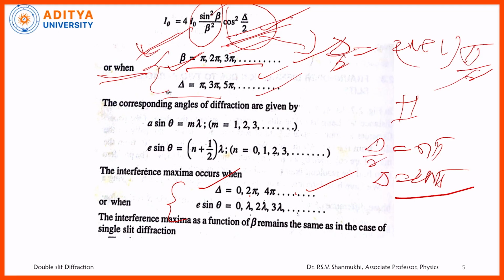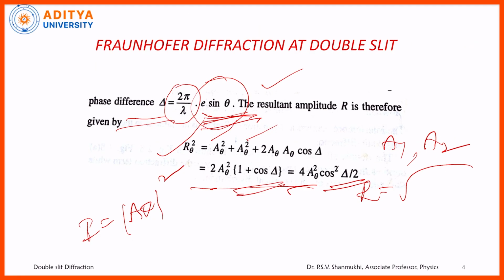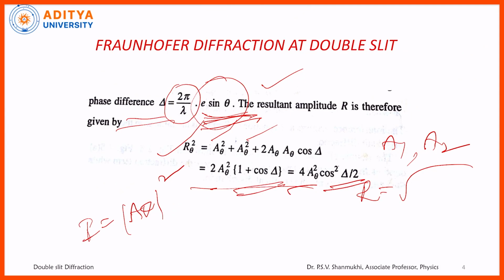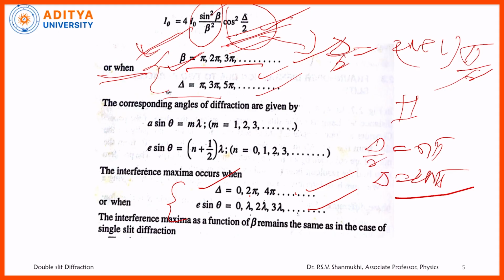And similarly, what is this delta? Actually we have taken that delta is equal to 2 pi by lambda into e sin theta. Therefore, substituting here, we get e sin theta is equal to 0, lambda, 2 lambda, 3 lambda. At these values we get the interference maxima. Already interference minima and diffraction minima we got. Now these are the conditions for interference maxima. The diffraction maxima cases, as in the single slit, we can adopt.